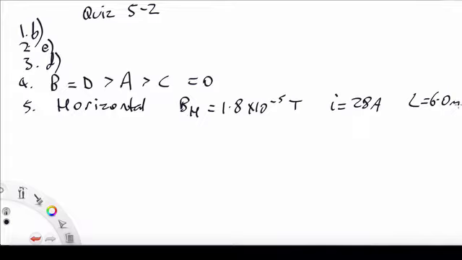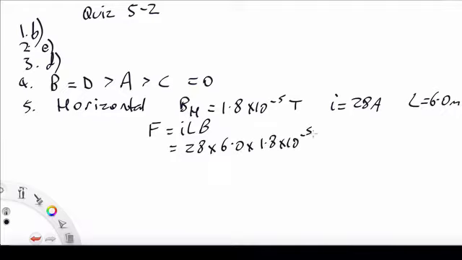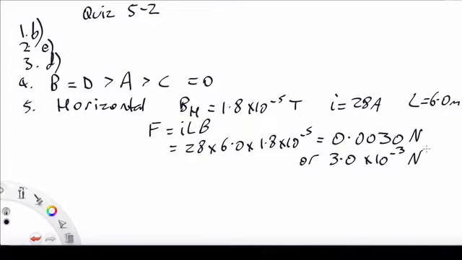Now we know that the force equals I times L times B. So we have 28 times 6 times 1.8 by 10 to the minus 5. That is 0.0030 newtons, or 3.0 by 10 to the minus 3 newtons. And the direction, it will be to the east.